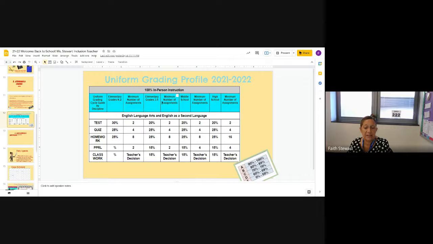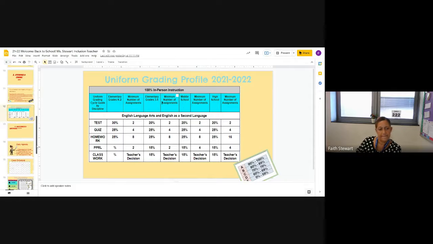All right. So 90% will equal A. 80 to 89% is a B, and 70 through 79% is a C. A D is 60 to 69%, and an F is 0 to 59%. It's so important to make sure your scholars are completing homework. It's a reinforcement for what they have been taught during class time.